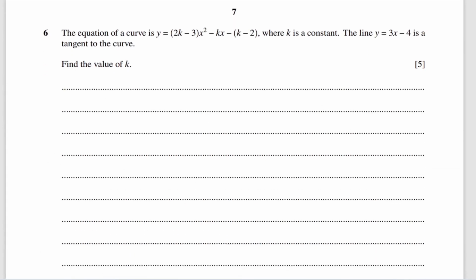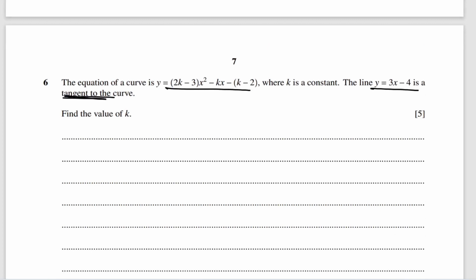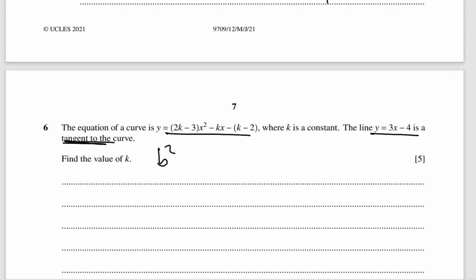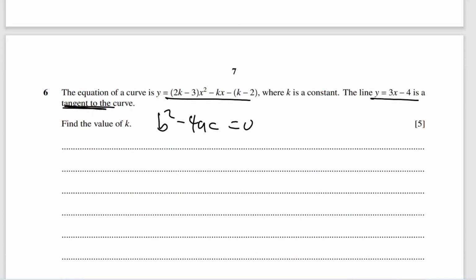All right, that brings us to the next question. That says that the equation of a curve, this and this line, the key word here is tangent. So if it's tangent, then you know that your discriminant is going to be equal to 0. So first equate them, make a nice quadratic, and then let's work with the discriminant.